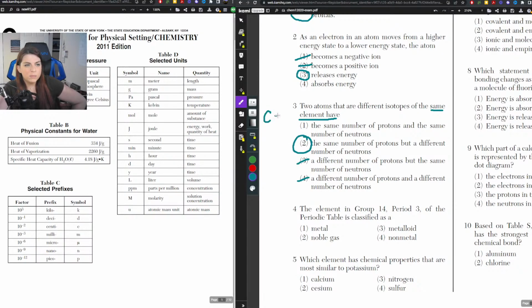The example here is going to be like carbon 12 and carbon 14. They're both carbon, so they both have 6 protons. One of them has 6 neutrons and the other one has 8 neutrons. The 12 and the 14 are called the mass number. Mass number is the sum of protons and neutrons. And if you're subtracting 6 from both of those, you'll be left with the number of neutrons, giving you 6 and 8 respectively.